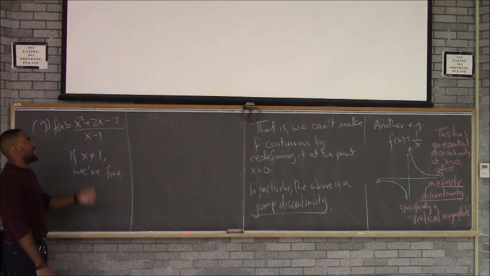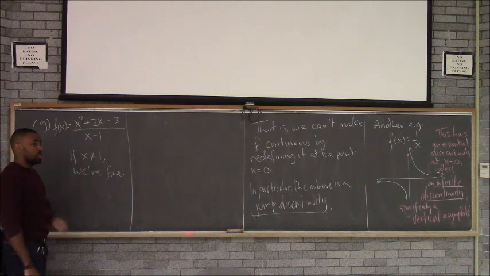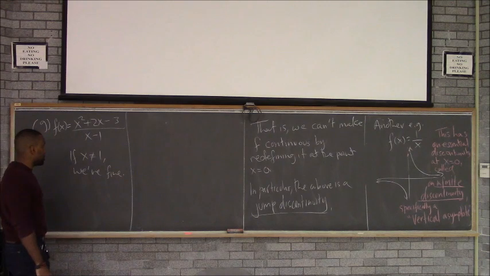What happens is, I created a problem when I did division. Now I have to worry about division by 0. Division by 0 happens at x equals 1. So if x is not 1, everything is hunky-dory. At 1, though, there's a potential problem. And it turns out this is a legitimate problem.